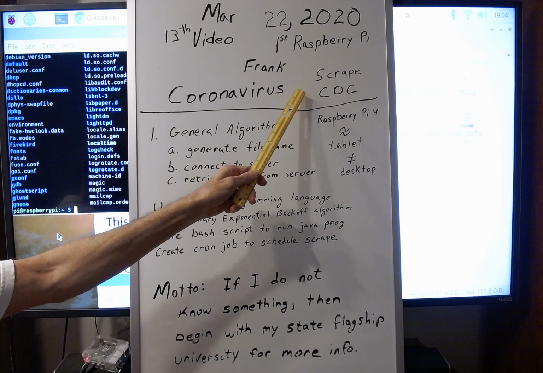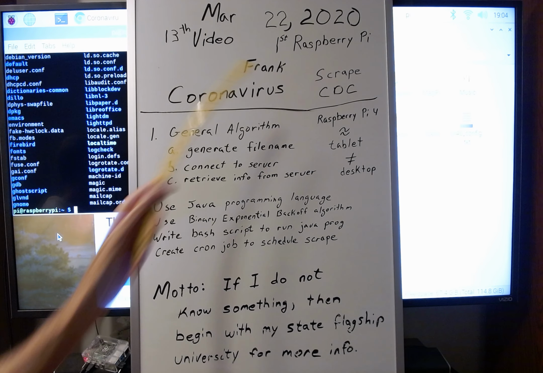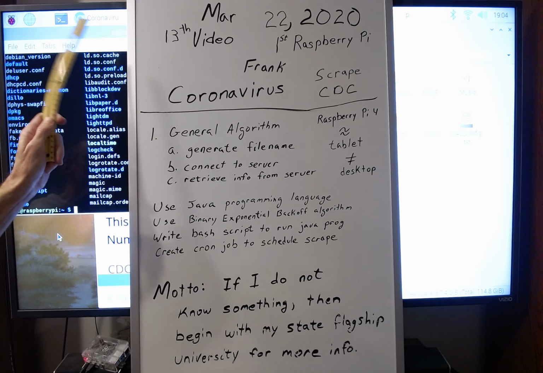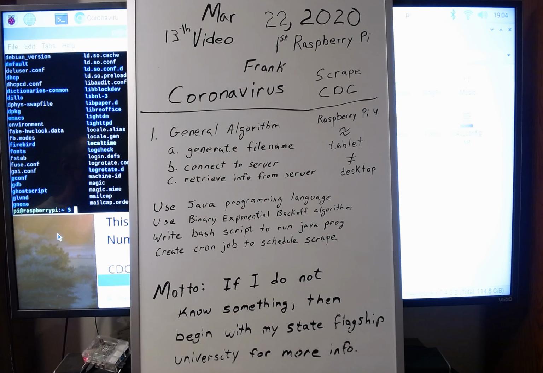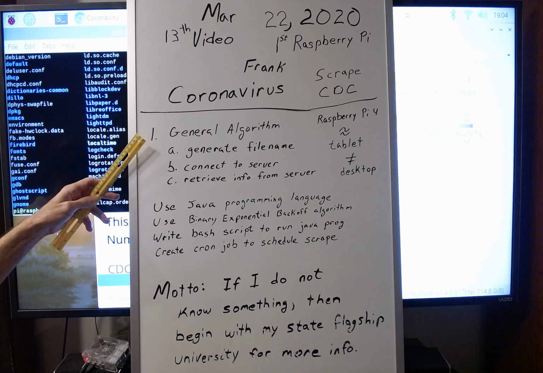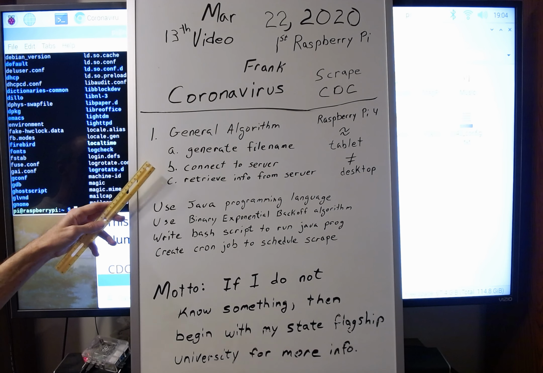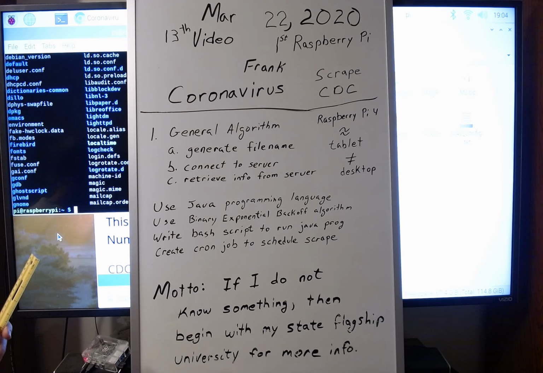So I want to scrape the coronavirus info from the CDC website. Previously in my other videos, you could see where I had a tab open each day to save that daily web page from the CDC. And the general algorithm is to generate a file name that I want to save the scrape, connect to the server, and then retrieve the info from the server. And there are many ways to do this.